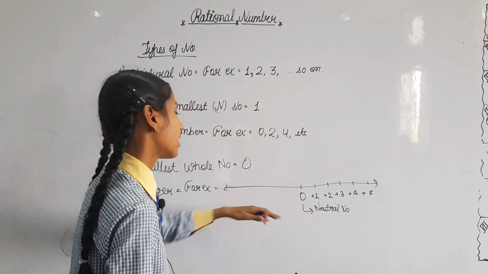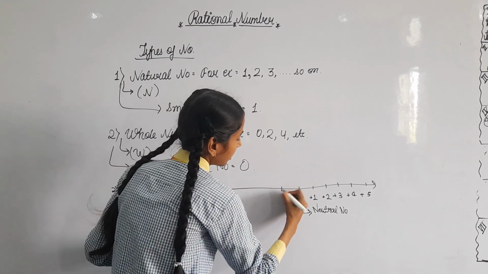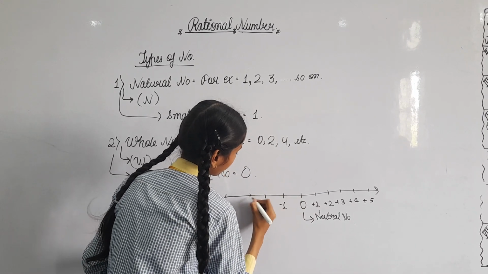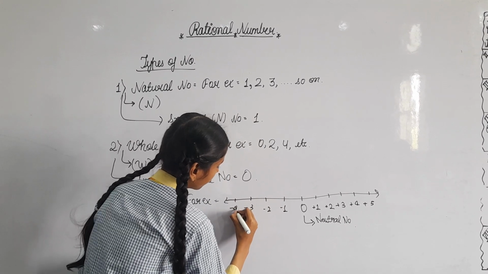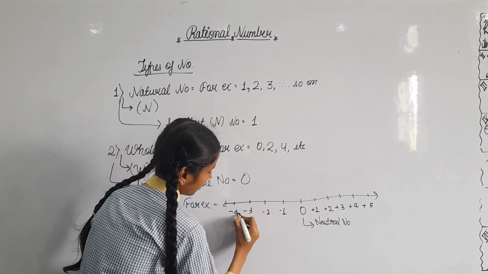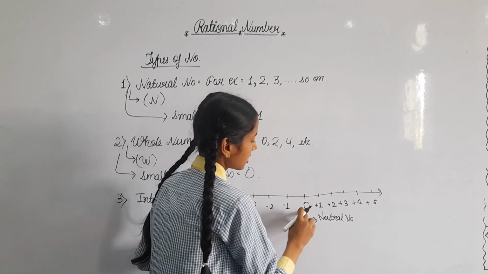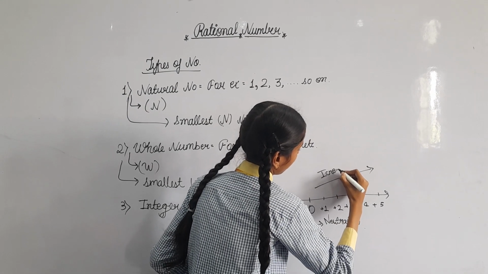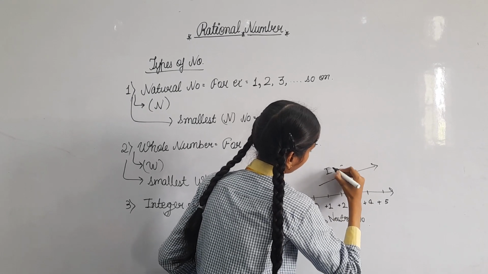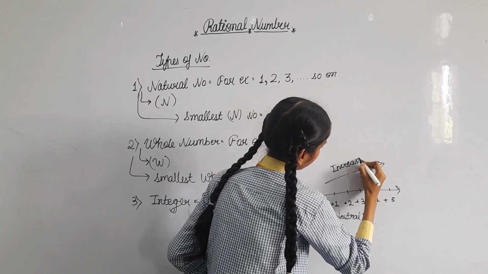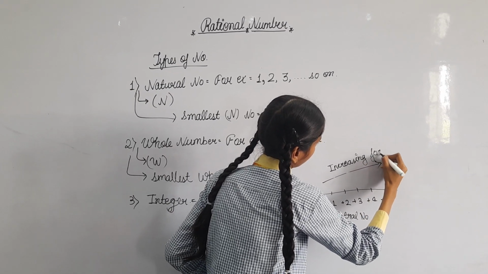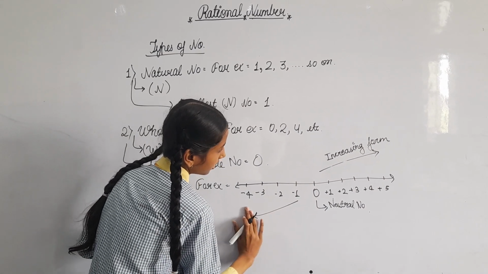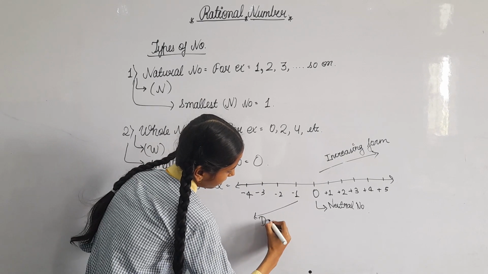And on the left side of 0 we find that all the numbers are in the negative form, just like -1, -2, -3 and -4. I would like to tell you that the positive numbers are in the increasing form, but the negative numbers are in the decreasing form.